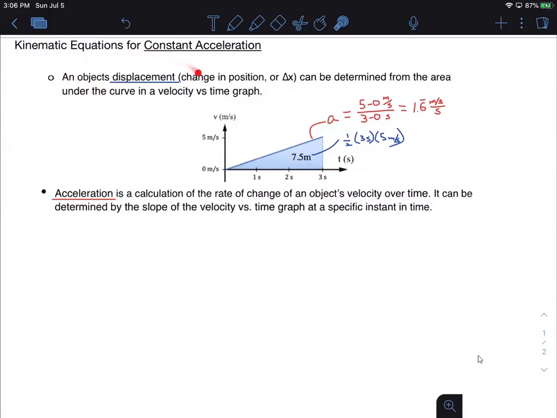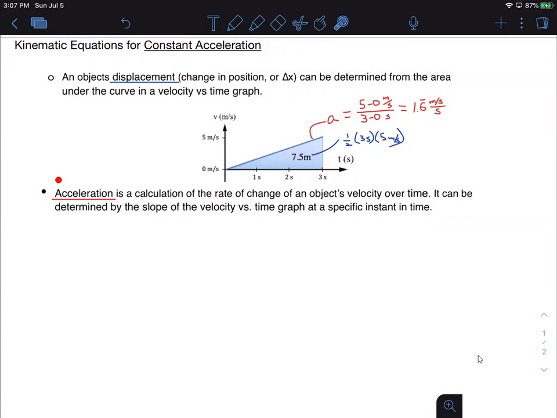Some other key ideas were displacement, or the change in position of an object. We can look at the area under the curve here. This object is in the first quadrant, moving in the positive direction, and so we see this area is above the 0 line, so it's displacing positively. That's just the area: 1/2 the base, 3 seconds, times the height, 5 meters, 1/2 because we've got a triangle. So this object has changed its position by 7.5 meters in the positive direction from wherever it was when it started. If it started at, I don't know, -10 meters, it's now at -2.5 meters. It's become more positive by this value.